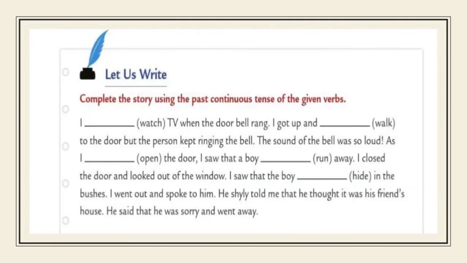Students, an interesting activity is there for you. That is, complete the story using the past continuous tense of the given verbs. Inside the brackets they have given verbs. With the help of these verbs you should write the answers in past continuous tense. It means you should use was or were along with verb plus ing. So write neatly and clearly.